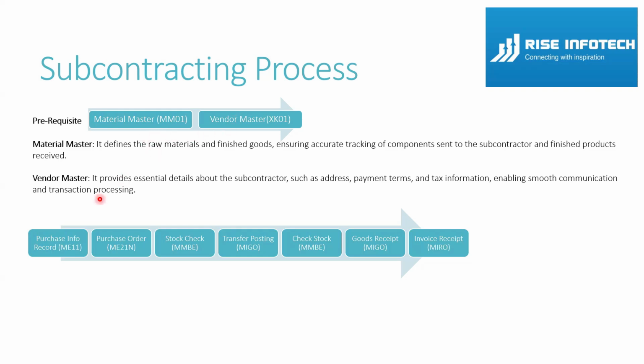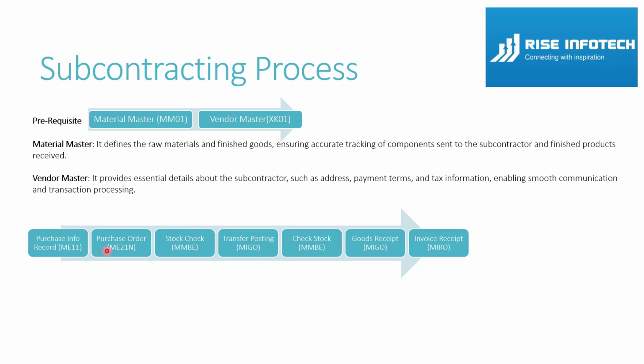Then moving on to the process, the purchasing info record. We create a standard purchase info record for any material. But when it comes to subcontracting, there is an info category where you need to select subcontracting, and then you create the purchase info record with the help of T code ME11. Once the purchase info record is maintained, you have to create a purchase order.